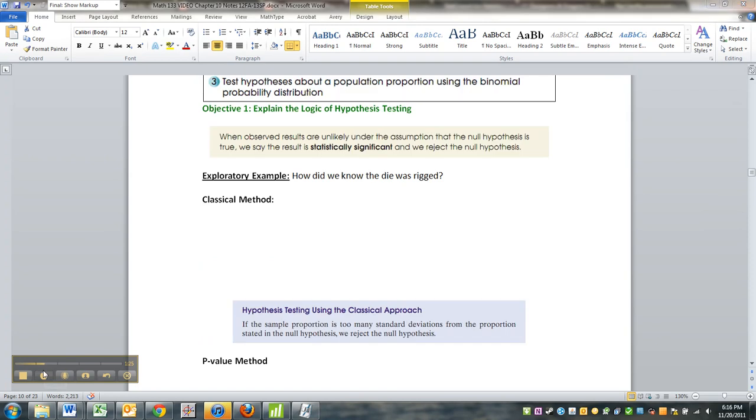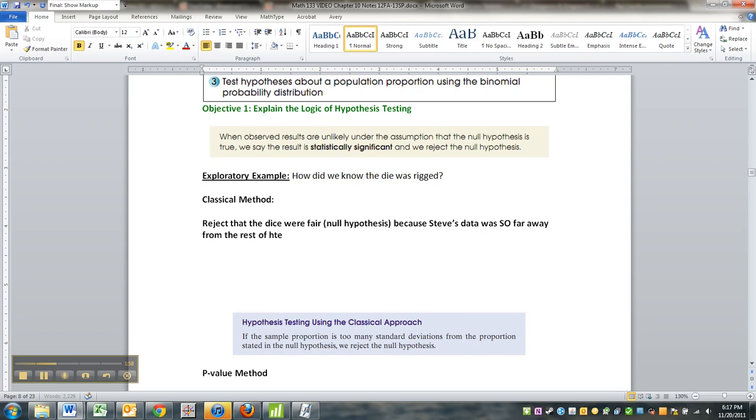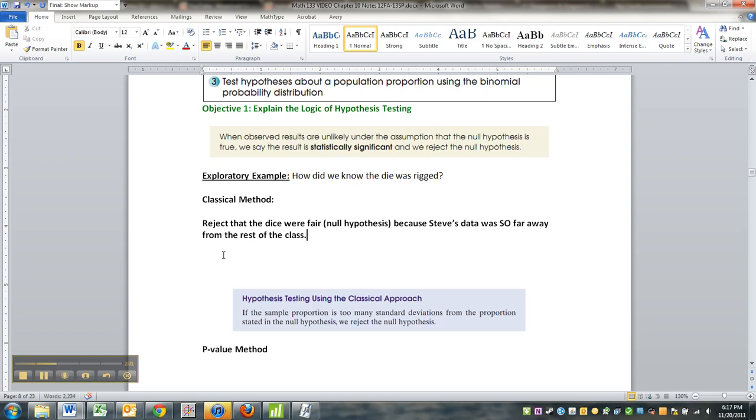Hold on, I gotta find my page again. There we go. Okay, so is the result statistically significant? Well, yeah, Steve was so far away from the rest of us, right? So we reject that the dice were fair, right? Which was the null hypothesis, right? You assume the dice are fair unless you can prove it otherwise, because Steve's data was so far away from the rest of the class. Crafty Steve out there lying or doing whatever he's doing. Okay, that's the classical approach.